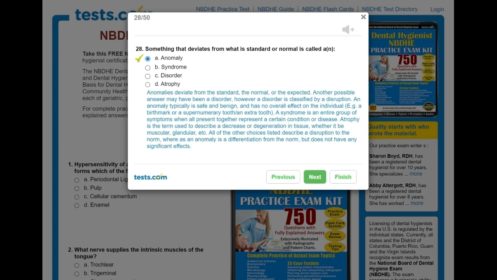A syndrome is an entire group of symptoms when all present together and represent a certain condition or disease. Atrophy is the term used to describe a decrease or degeneration in tissue, whether it be muscular, glandular, etc. All of the choices listed describe a disruption to the norm, whereas an anomaly is a differentiation from the norm but does not have any significant effects.